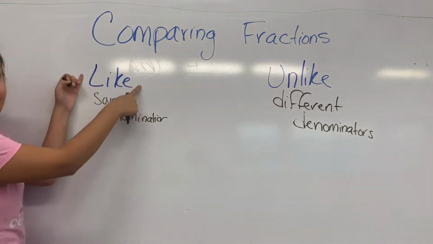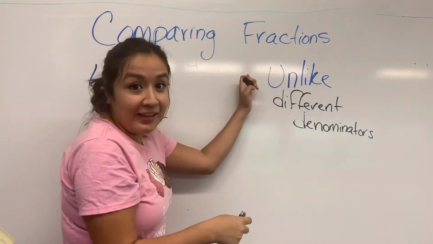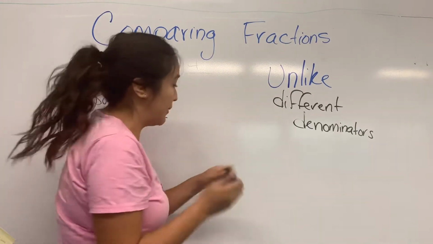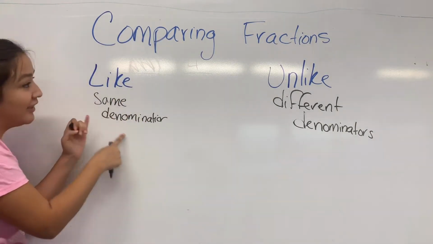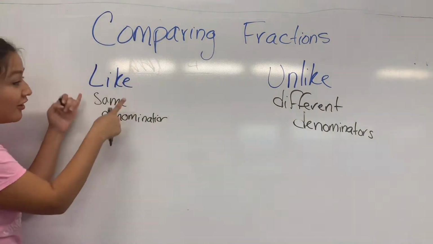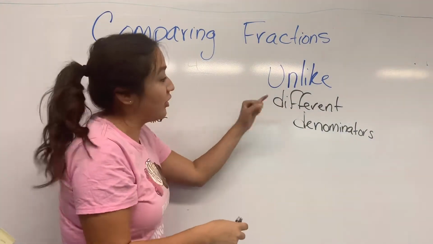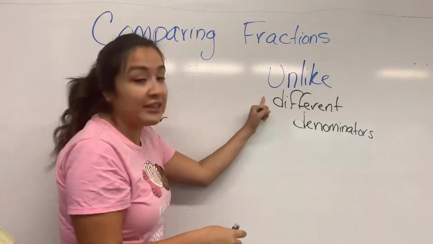So like fractions are same denominators, and unlike fractions are different denominators.